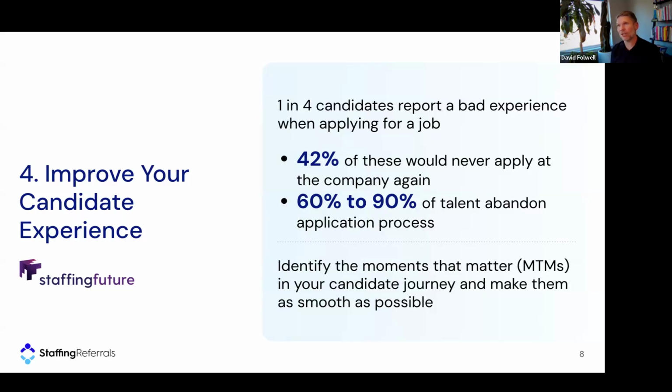If you haven't gone to your website recently and applied for a job, go do that today. Time yourself, look at the experience, see how it feels. If it's not what you want it to be, then there's room for improvement here. Simply improving this process can increase the number of candidates that you get through your website immediately and have a fairly significant impact on reducing your job board spend.